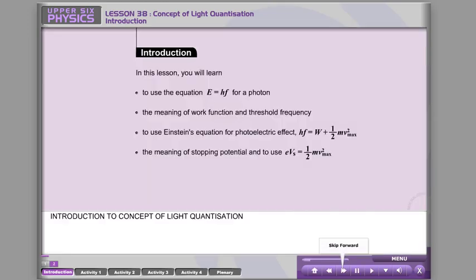Introduction to concept of light quantization. In this lesson, you will learn to use the equation E equals hf for a photon, the meaning of work function and threshold frequency, to use Einstein's equation for photoelectric effect, hf equals W plus half mv maximum squared, the meaning of stopping potential, and to use eVs equals half mv maximum squared.